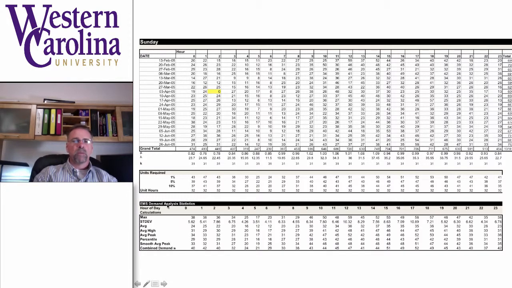But we have the traditional EMS demand analysis statistics. We have the maximum, which is the maximum number that happened in that period of time. We have the standard deviation, which is the mathematical arithmetic standard deviation. We have the average, which is the arithmetic mean. We have the average high that you saw earlier, the average peak. We have the 90th percentile. We have the smoothed average peak. And then we have one other one at the bottom, and we'll talk about it again next week.